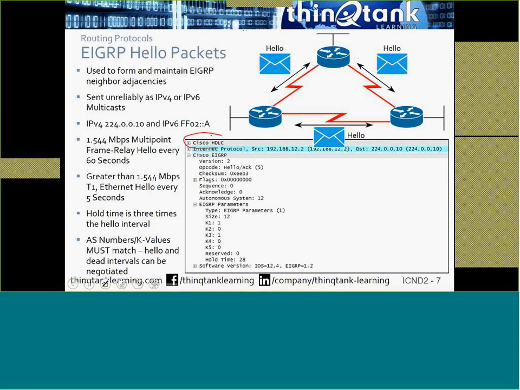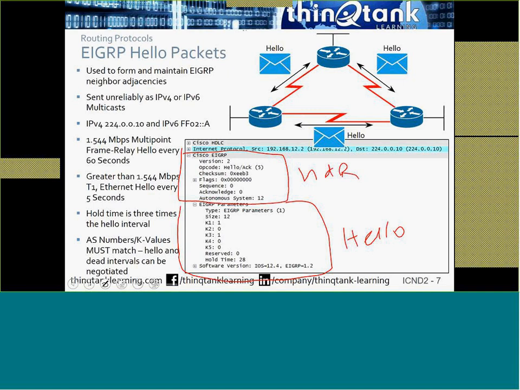In this case, we're looking at HDLC. These are serial links, so that matches up with the fact that we're using HDLC as our encapsulation protocol. Here's the Eigrp packet header. Remember, that was the white box that we saw, and then the gray box is the payload. So this is the hello, and this is the header.